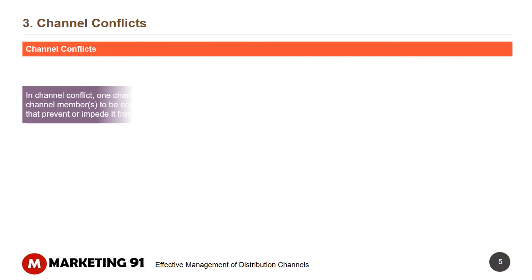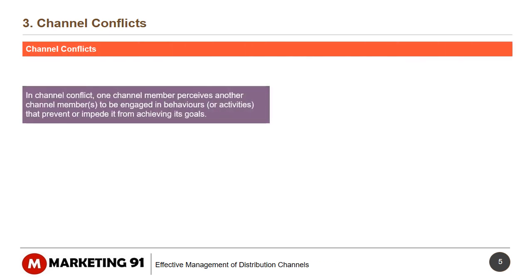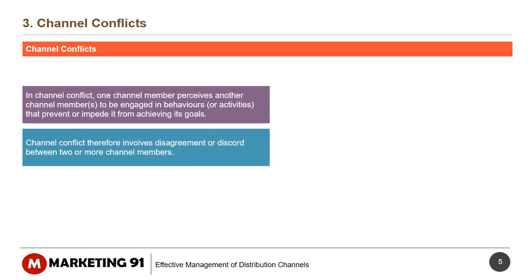Channel conflicts. In channel conflicts, one channel member perceives another channel member to be engaged in behaviors or activities that prevent or impede it from achieving its goals. Channel conflict therefore involves disagreement or discord between 2 or more channel members.